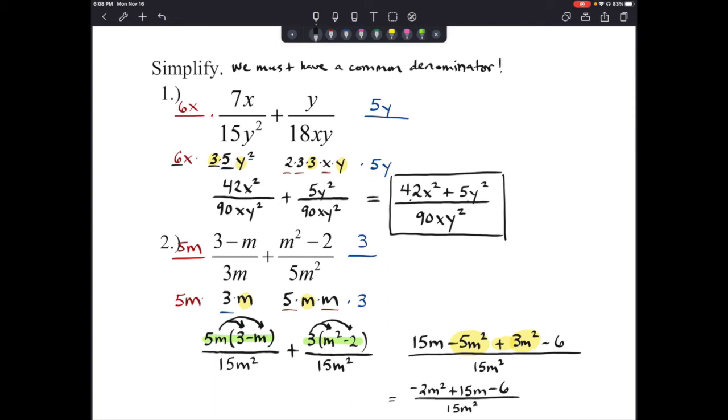Now we'd always want to take this and try to factor it to see if it would factor down any more. In this case, I don't believe it's going to factor for us, so we're just going to go ahead and leave it and call it our answer. All right, let's move on.